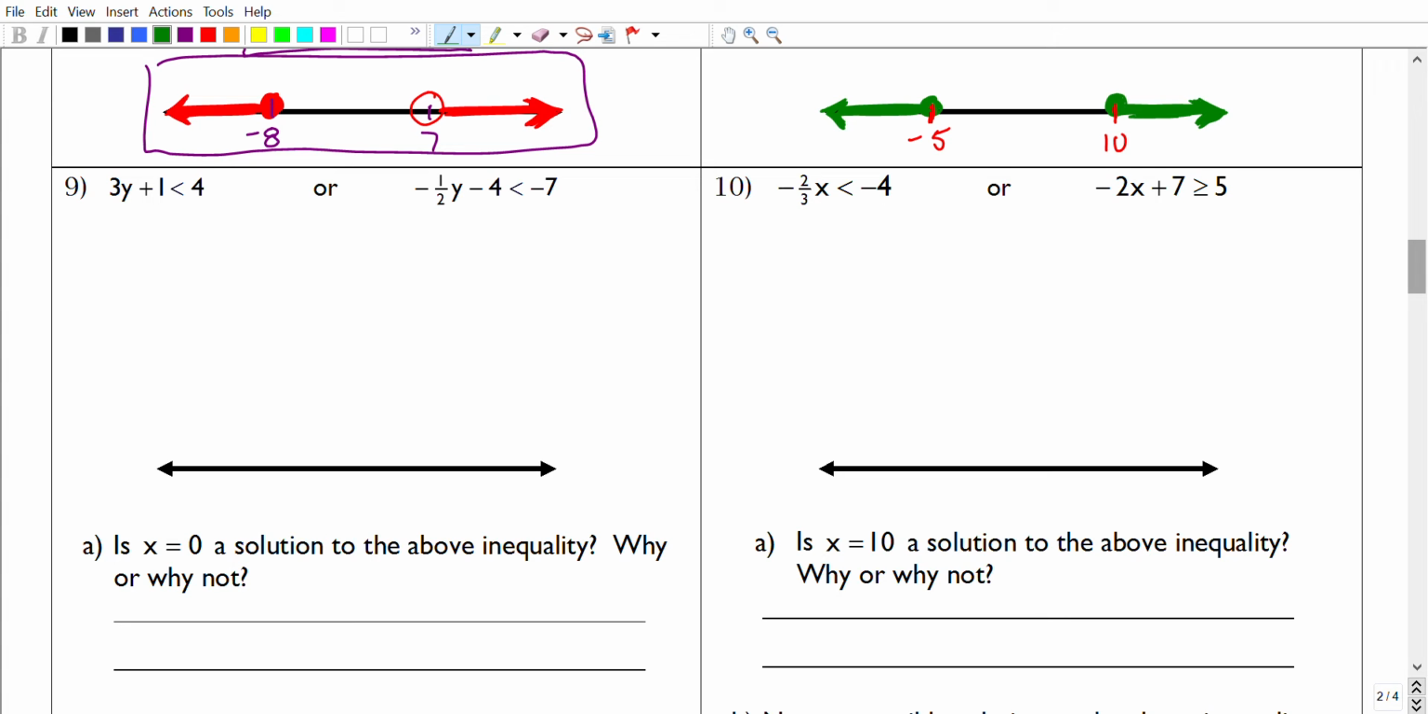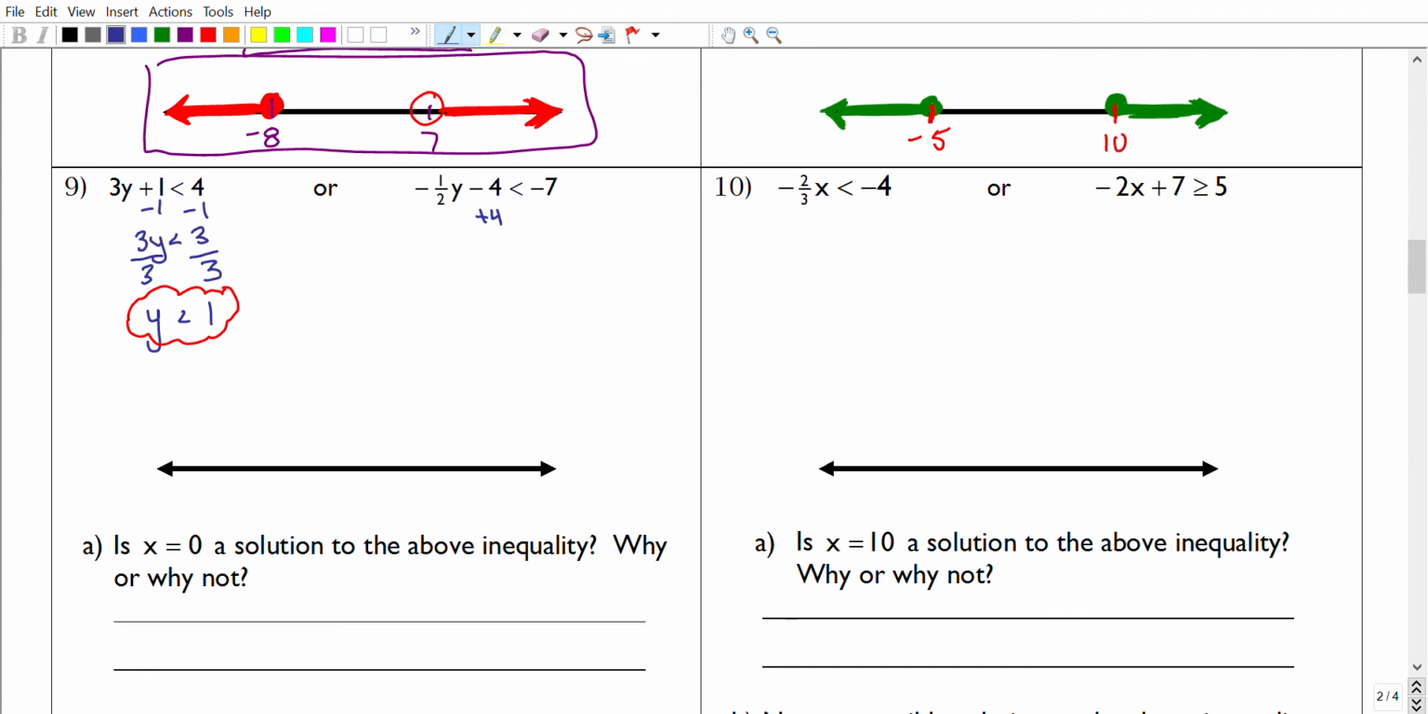Alright guys, let's go ahead and try out number 9. So let's solve for y. Subtract 1, subtract 1. So I get 3y is less than 3. Divide by 3, and I get y is less than 3 divided by 3, which is 1. So this is my first solved inequality.